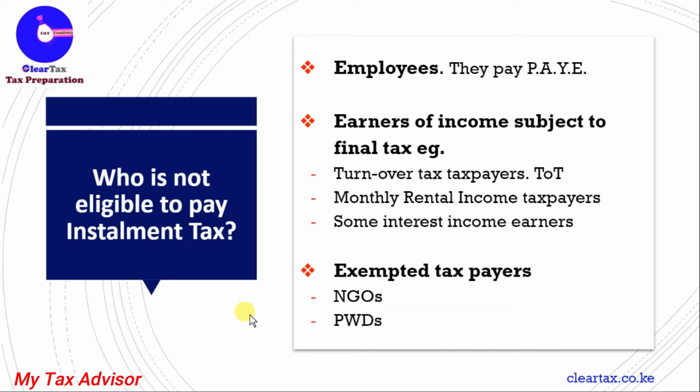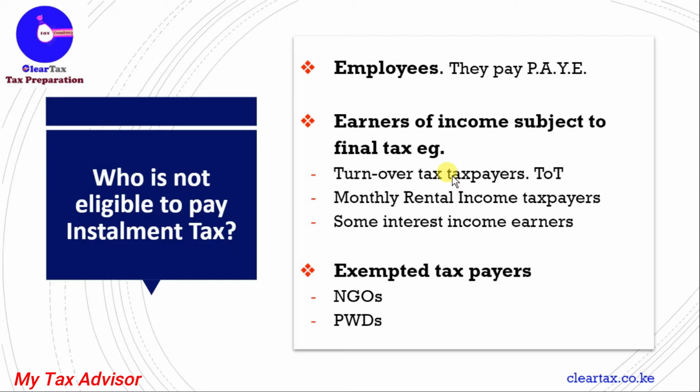However, there's a category of taxpayer that is not eligible to pay installment tax. And you can think of them like employees. These are already paying Pay As You Earn. Then we come to earners of income subject to final tax. So if you earn an income and that income by law is prohibited from further taxation, then you should not be subjecting yourself to installment taxes.